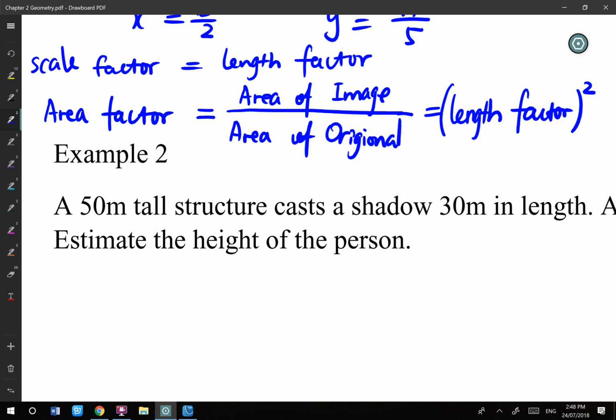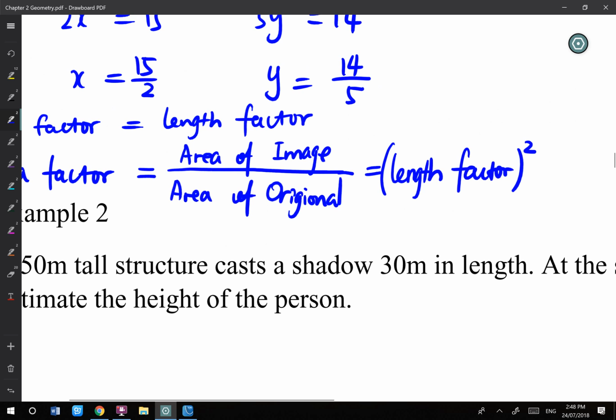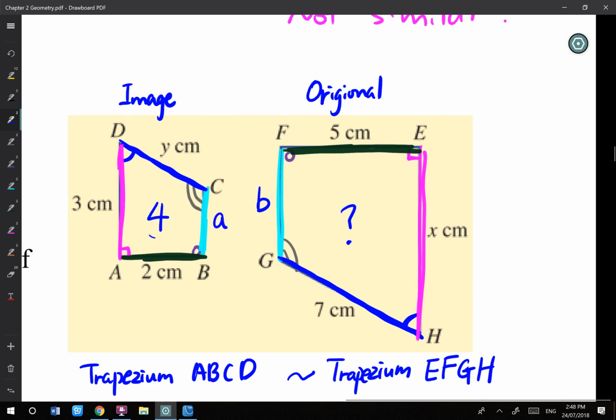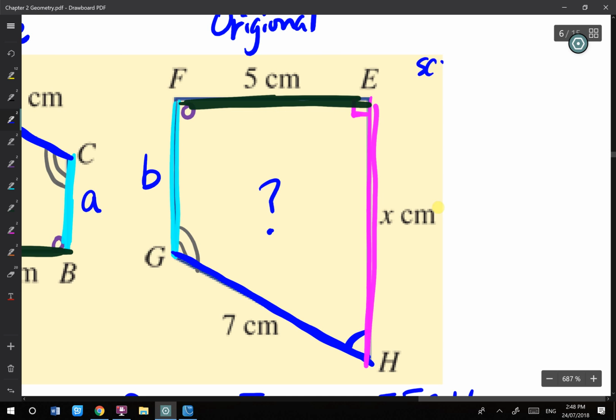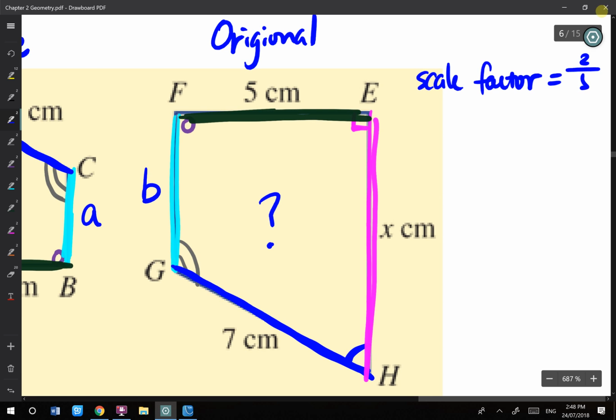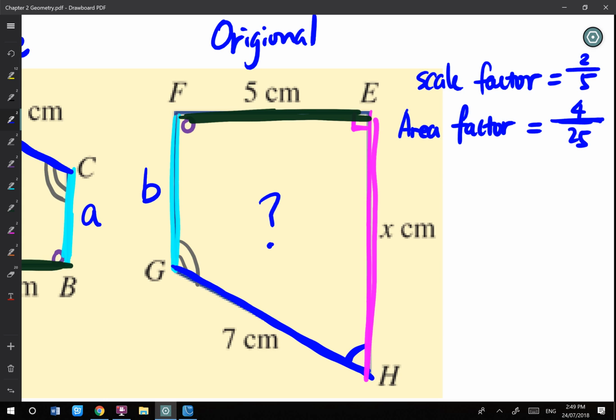Okay, so why can we use this rule here? When we know the scale factor equals 2 and 5 already, in this case the area factor equals 4 and 25. What's the ratio of the two areas? It must be 4 and 25, because it's 2 and 5 squared.